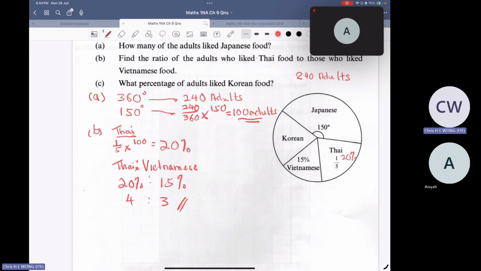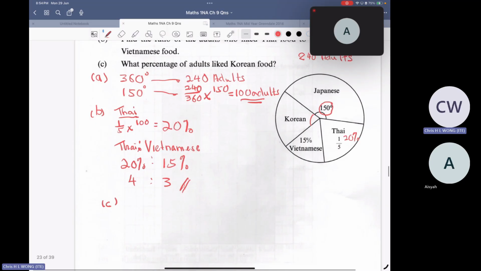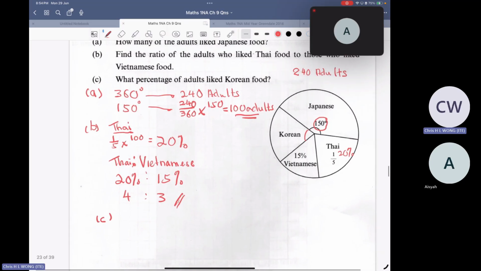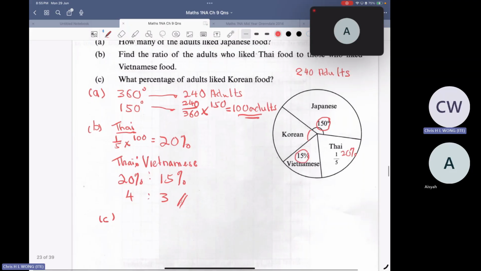Since I have the percent here, you change the 150 degree, how many percent, right? Then you will know the percentage of Korean already, isn't it? So how do you convert 150 degree to percent? I say you have 15, you have 20, so you need to convert this 150 degree to percent.